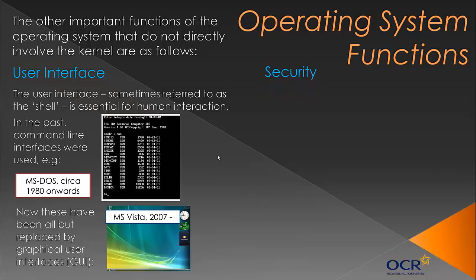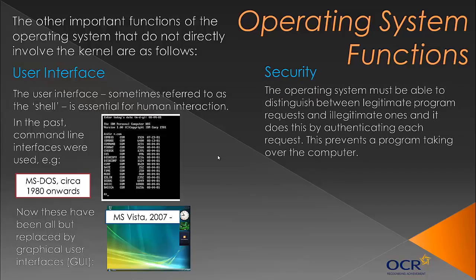So another function of an operating system is to provide security. It will do this to a certain extent. Often you'll like to buy or download other programs that help with security, but what it does is it must be able to distinguish between legitimate program requests and illegitimate ones. So on your computer, say you had a virus or a program that's not designed to be there, maybe you accidentally downloaded it or someone has deliberately put it on your computer, it needs to realize which requests from programs are real and which ones aren't. A request from Microsoft Word will be legitimate, one from a virus will be illegitimate, and it does this by basically authenticating each request.